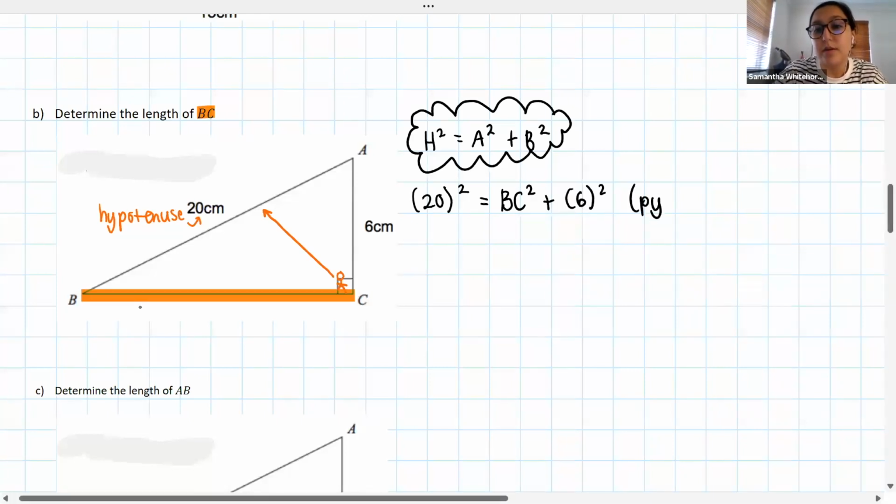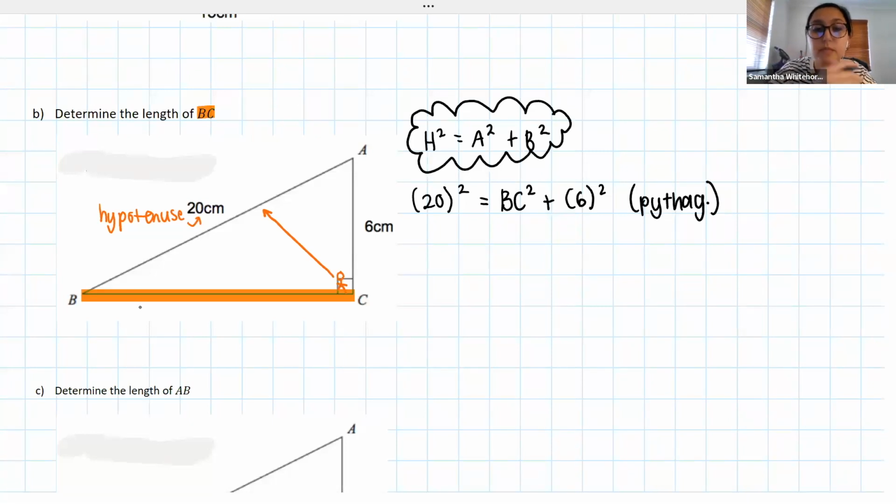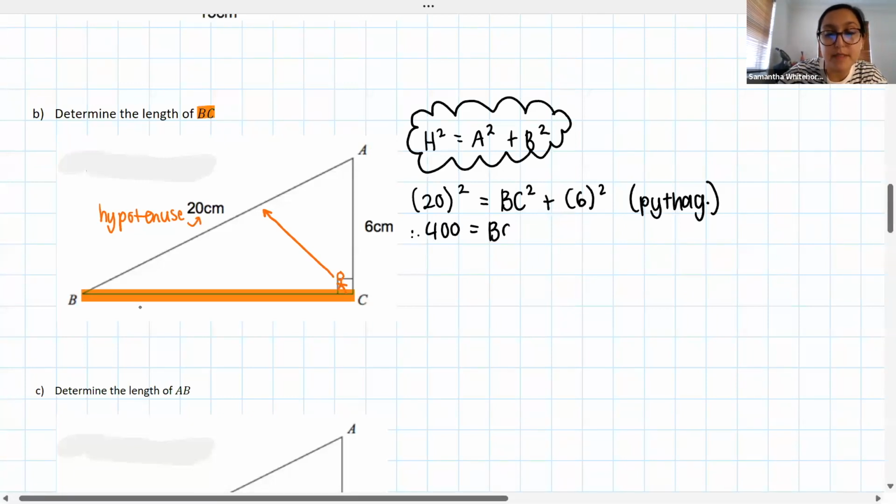And so, again, I always write Pythag because it's a geometric reason. We have to give it. Okay, so guys, now we start to solve our equation. So 20 squared is 400. BC squared is still BC squared, and 6 squared is 36.